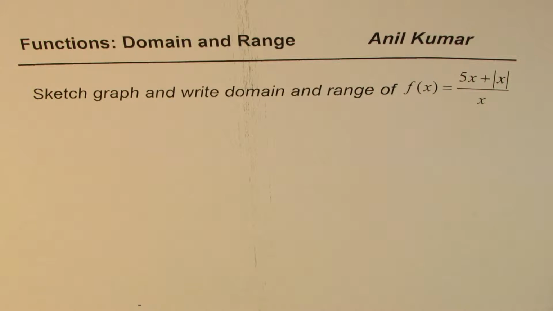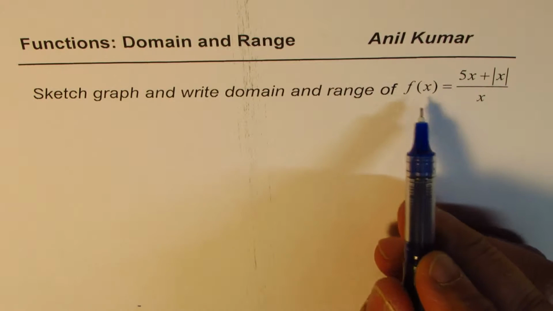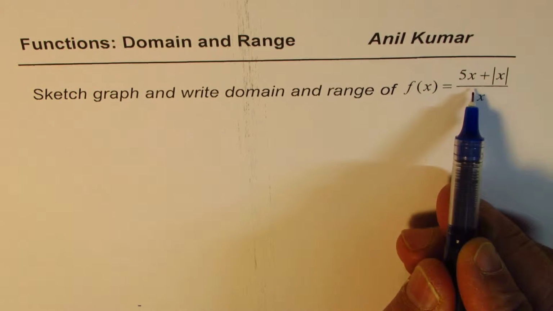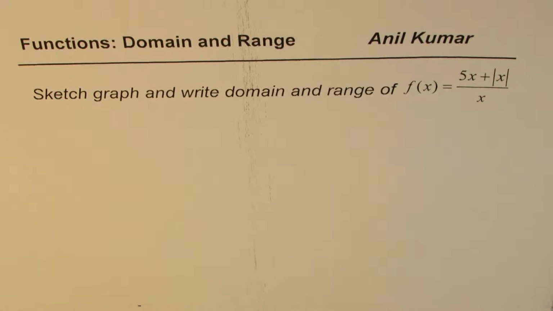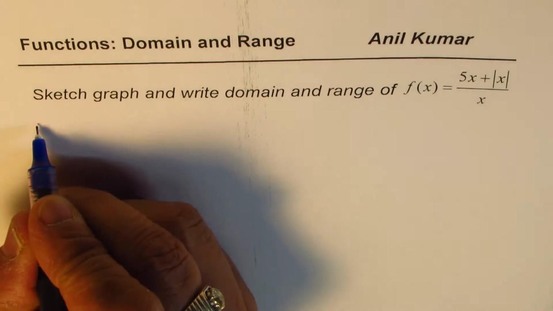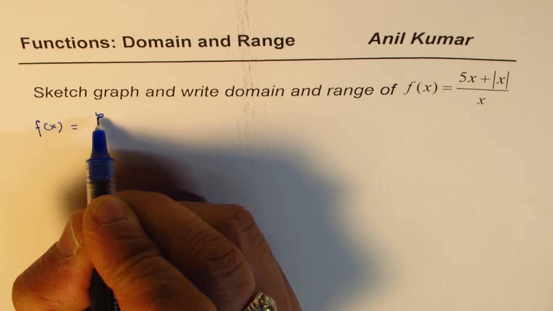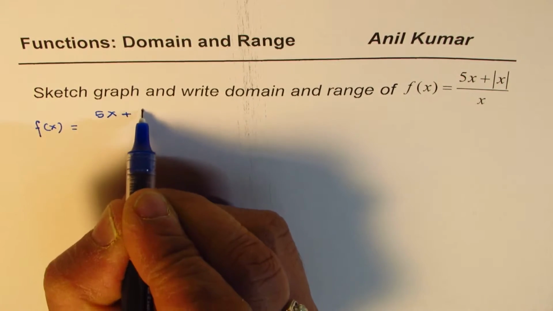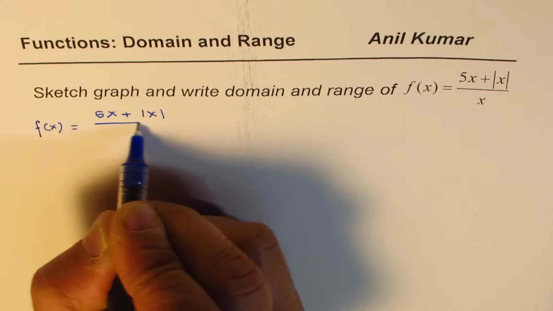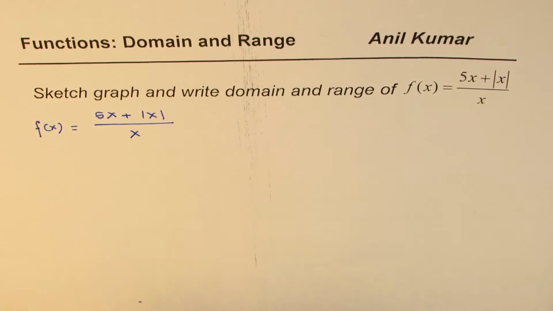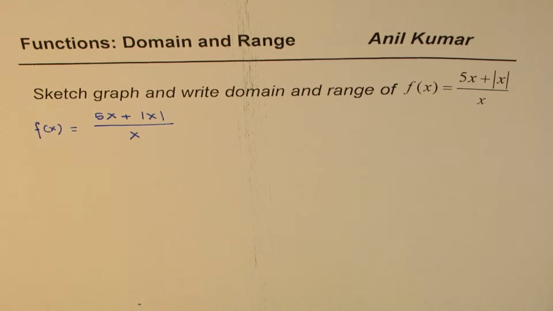The question here is, sketch the graph and write the domain and range of f of x equals 5x plus absolute x, all divided by x. So let me rewrite the question here. We need to sketch the graph of this function, f of x equals 5x plus absolute value of x, whole divided by x, right? So that's the function. You can always pause the video, answer the question, and then look into my suggestions.